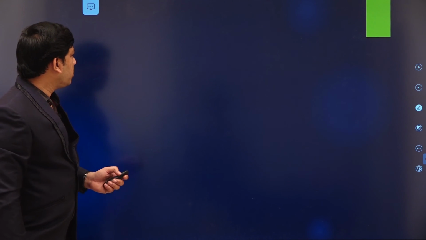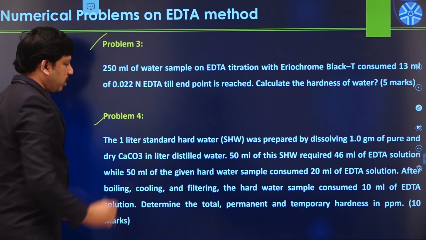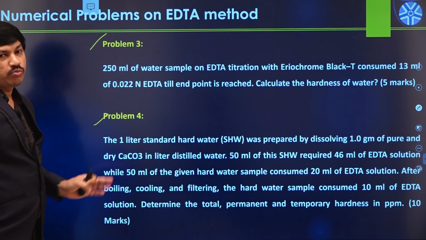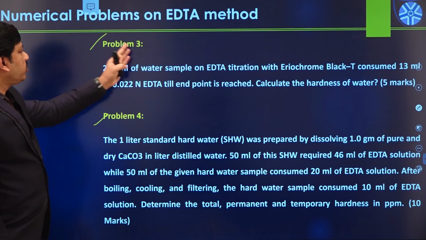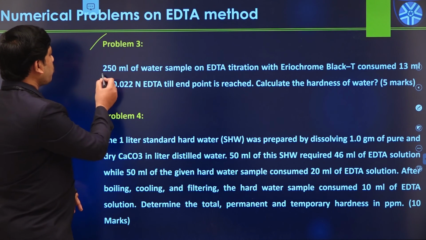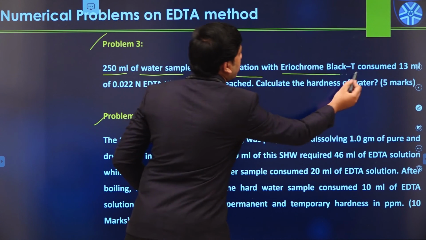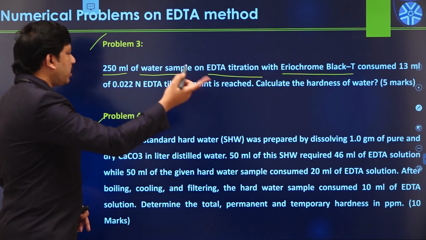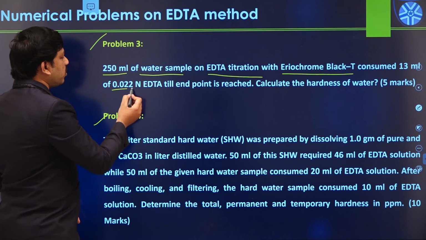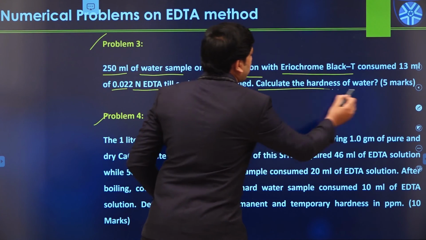Similarly, I am going to give another 2 problems also. So these are problem 3 and problem 4. Please go through these 2 problems. Problem 3 is a very simple problem, a direct titration method only. 250 ml of water sample on EDTA titration with EBT indicator consumes 13 ml of 0.02 normal EDTA. So calculate the hardness of the given water sample.